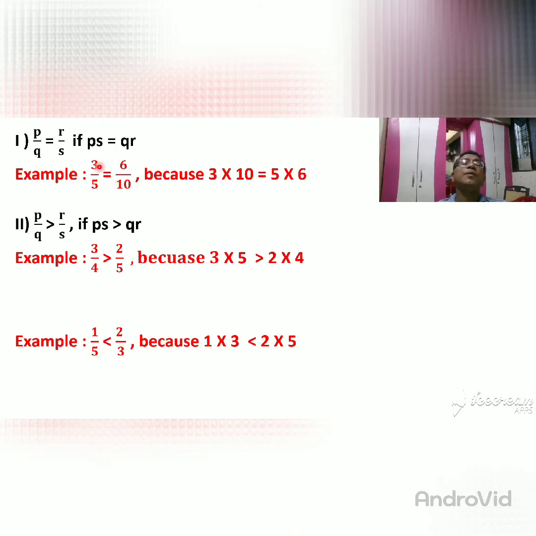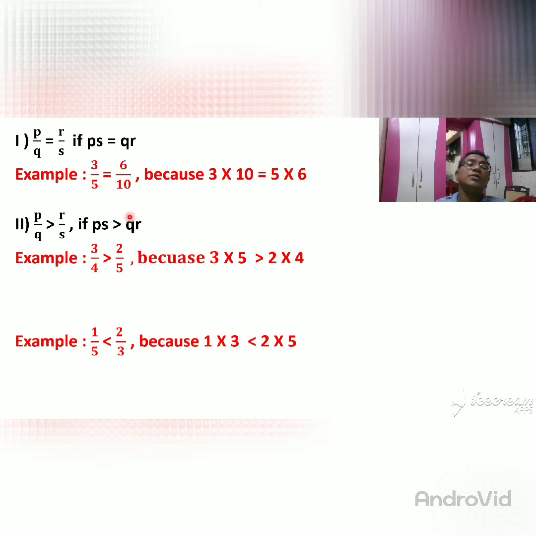So here is 3 upon 5 and 6 upon 10. 3 is multiplying 10. 10 3s are 30. Then the other numbers, 6 into 5, or 5 into 6. So what do you get? 5 into 6, 30. So 30 and 30, both sides are the same, so they are equal.